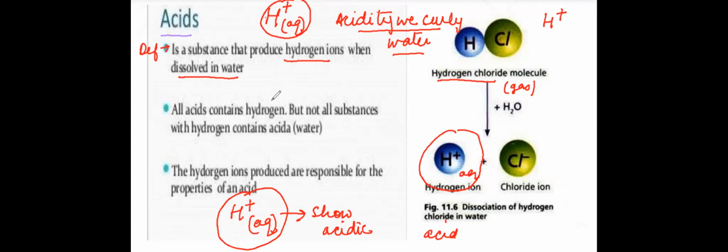We have a lot of acids present in the solid form, but they do not show the property. For example, the hydrogen chloride gas is not going to give you all the properties unless you dissolve it in water, right? All acids contain hydrogen, but not all substances containing hydrogen are acids, because what is missing is water. So you require H positive ions as well as water, so that they behave like an acid. The hydrogen ions produced are responsible for the properties that we have already talked about. For an acid to behave like an acid, you require H positive ions, right?